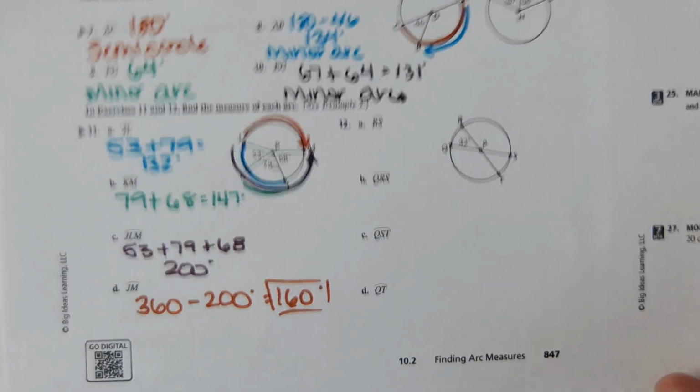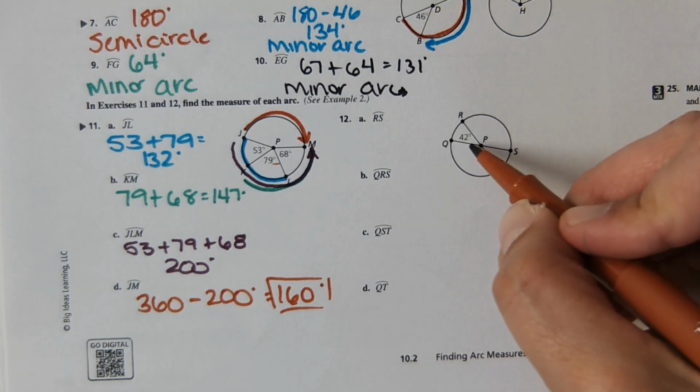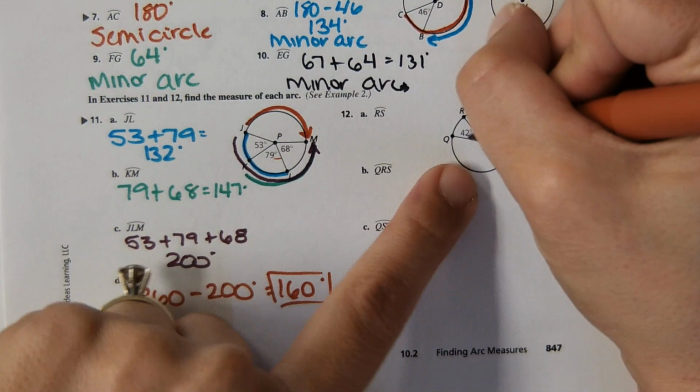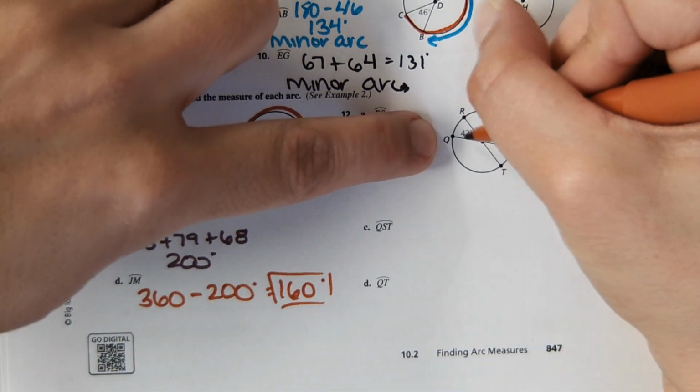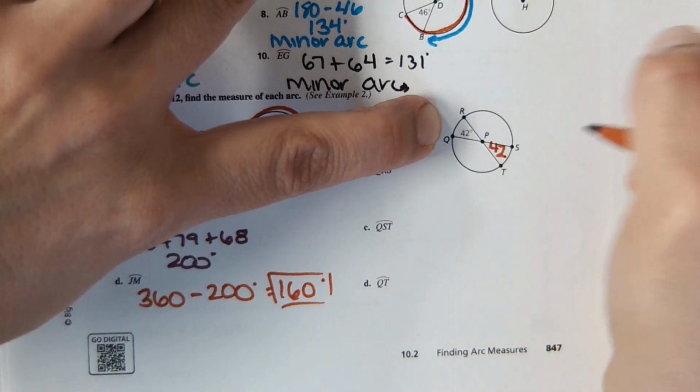Okay, number 12, A through D, is different because they only give us one angle out of all of these. So we have to use what we know about geometry to fill in the rest of the angles. First things first, I see vertical angles, and vertical angles are always equal. So if this is 42, then this is 42 degrees.